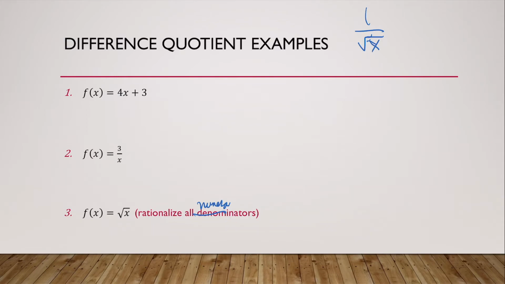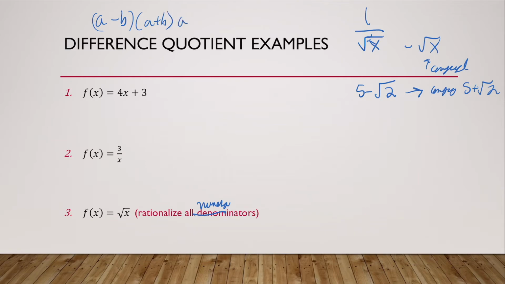In order to solve this, you'd multiply by the conjugate. So the conjugate of the square root of x is just going to be the negative square root of x. This would be the conjugate. If I had 5 minus the square root of 2, the conjugate of this would be 5 plus the square root of 2. And it's called the conjugate because it uses what we know about the product of a sum and a difference in order to cancel out all the radicals.